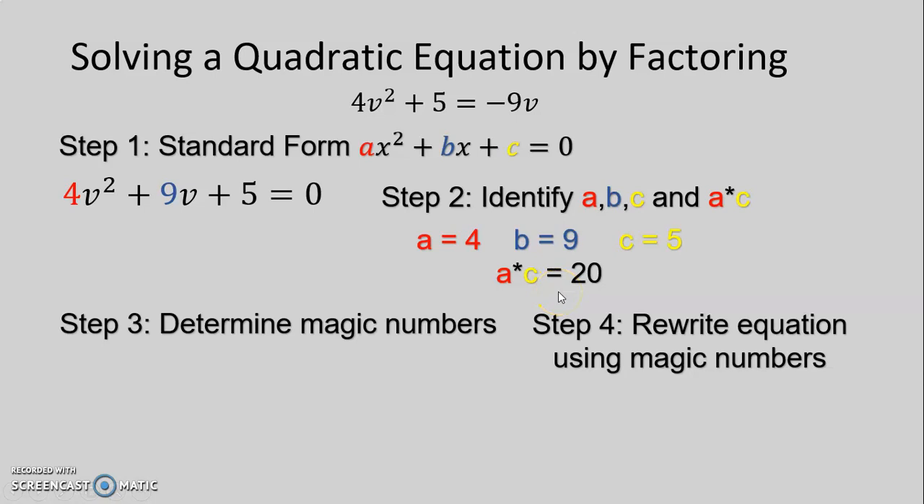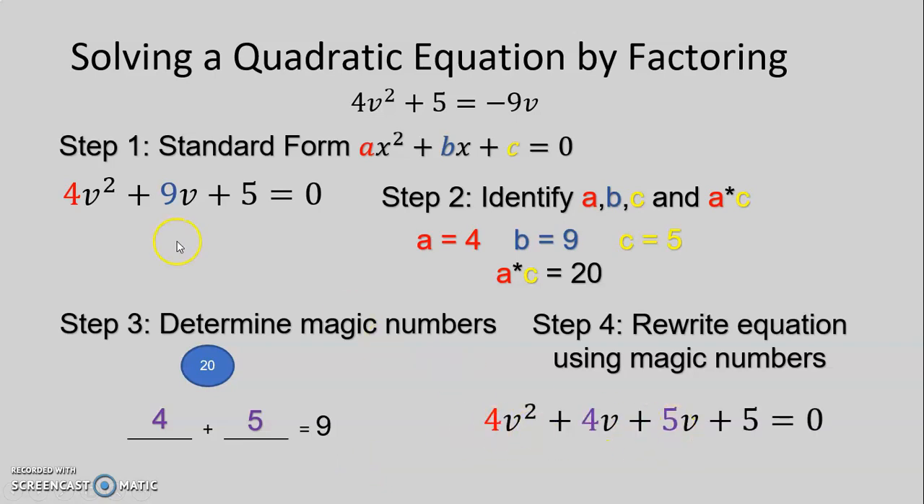And then the next thing we need to do, hopefully this is a process you're getting more comfortable with, is find our magic numbers. So our magic numbers need to be factors of 20 that add together to be 9, 9 being b. Okay, so you can think of factors of 20, 2 and 10, 1 and 20, and then of course 4 and 5. I think, can those add together to be 9? Yes, they can. They are going to be my magic numbers here.